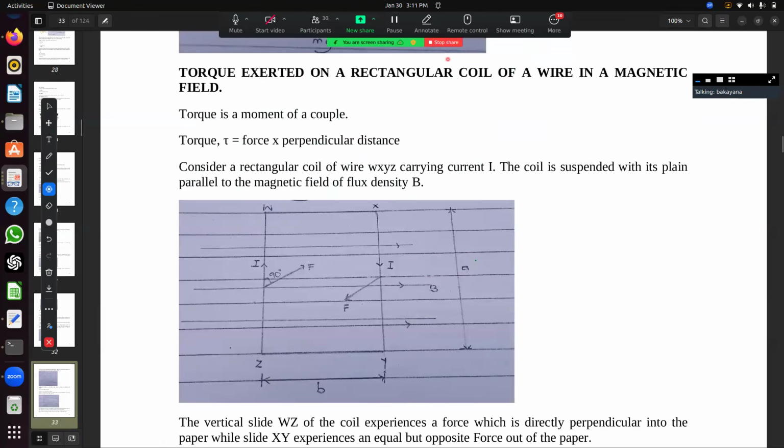Now let us focus on the torque exerted on a rectangular coil. I want us to share something here. Let me share something that is clear.